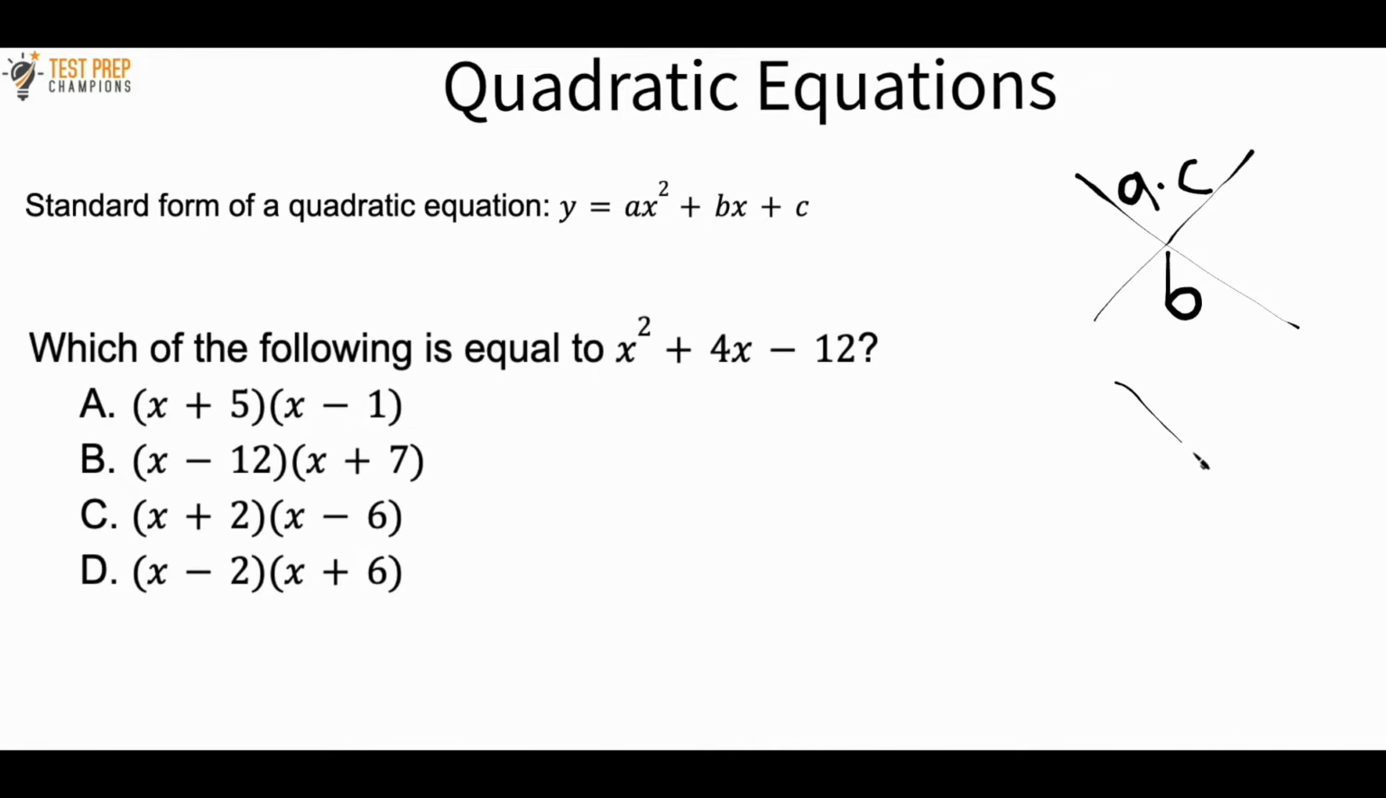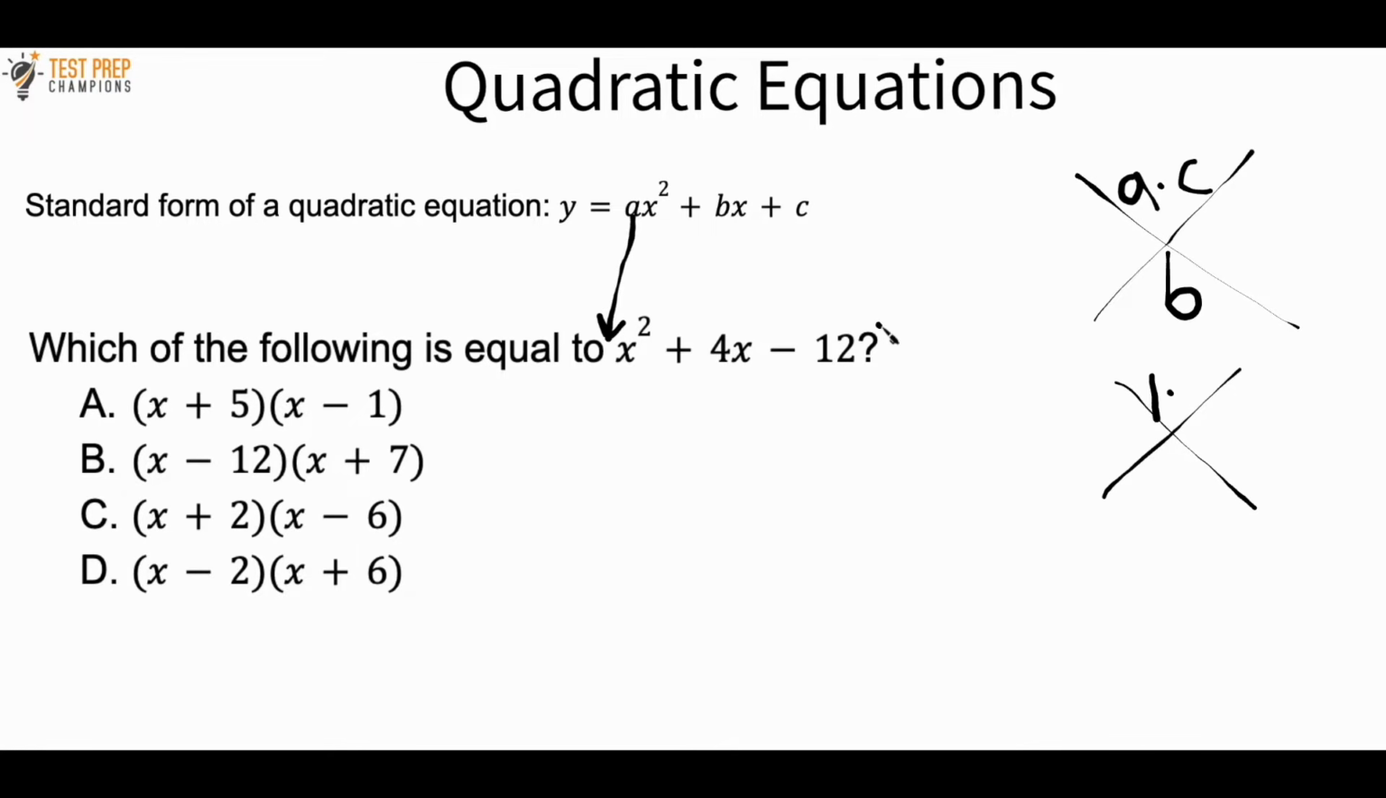So the first thing that I want to do whenever I'm factoring is multiply my a and my c. So if you're not sure which one's a and which one's c, let me show you. If we look at the standard form, we see ax squared plus bx plus c. So I know that the number in front of my x squared is a. So what is the number in front of x squared? Well, we don't see a number written out, so we just assume it's 1. So my a is 1.